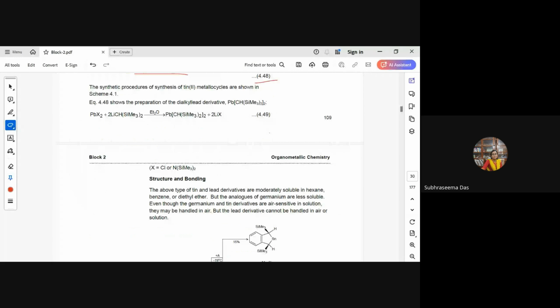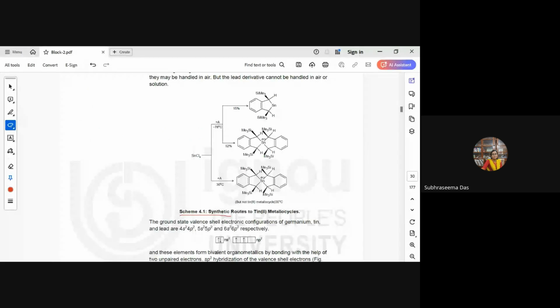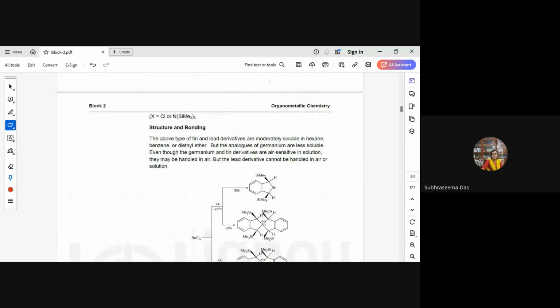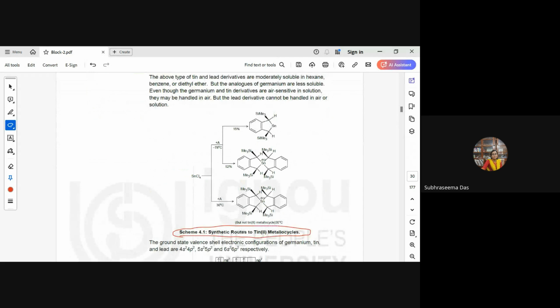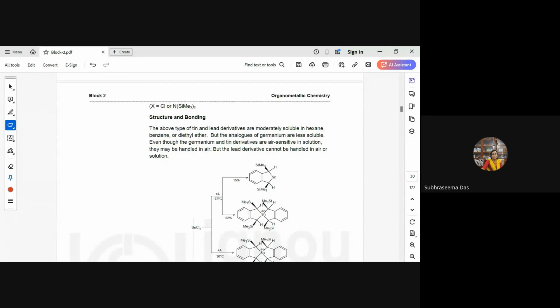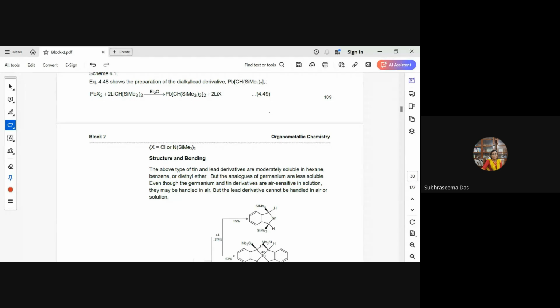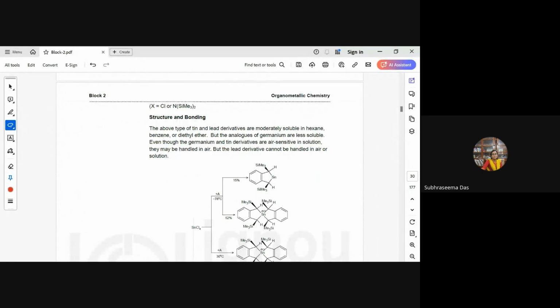Here in scheme 4.1, we can see the different synthetic routes for the preparation of tin metallocycles. Depending on the type of the reagent and particular reaction parameters, different types of tin metallocycles have been obtained. Now when we look into the structure and bonding of these types of derivatives, the tin and lead derivatives are soluble in hexane, benzene or ether.